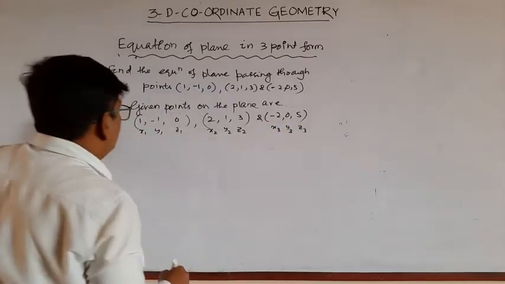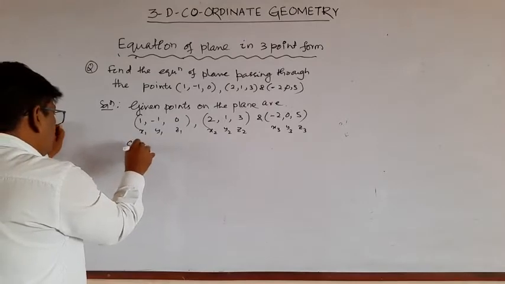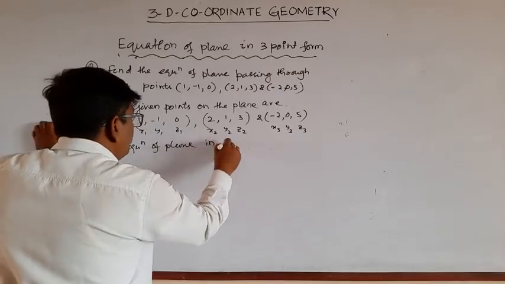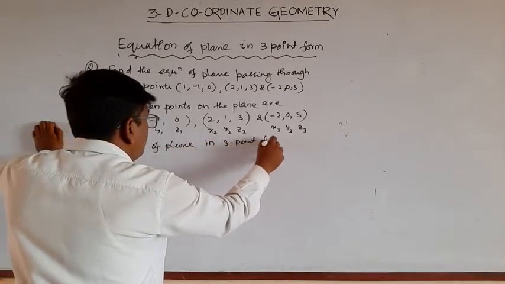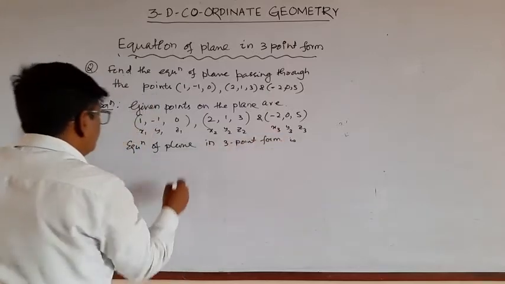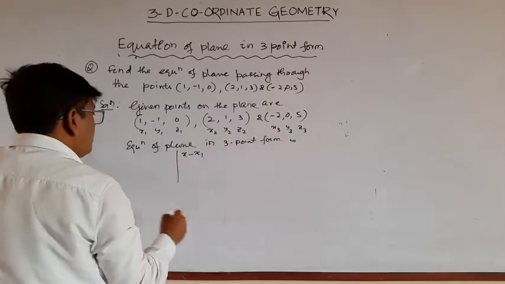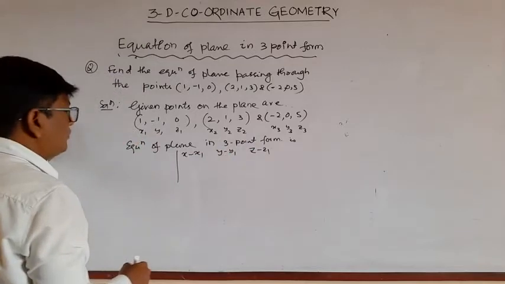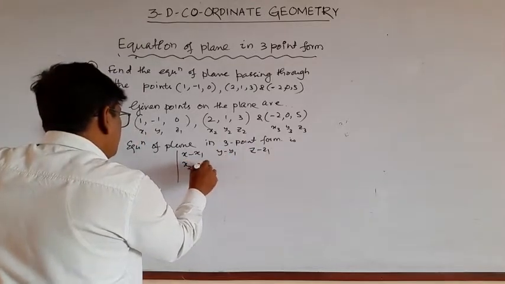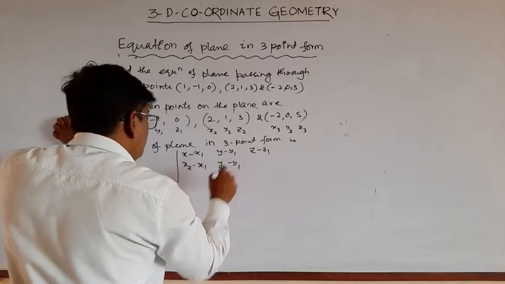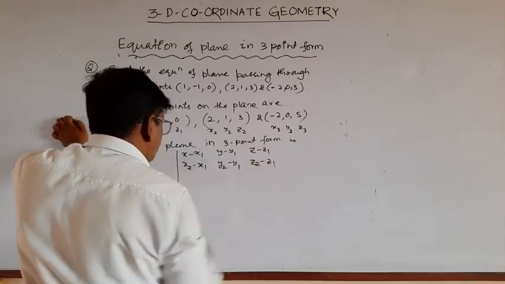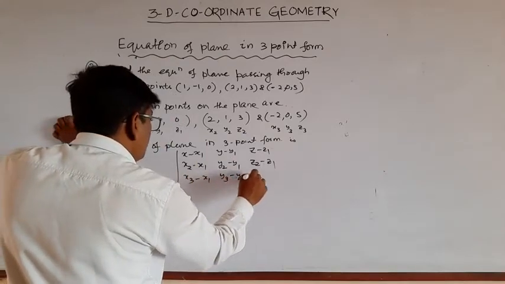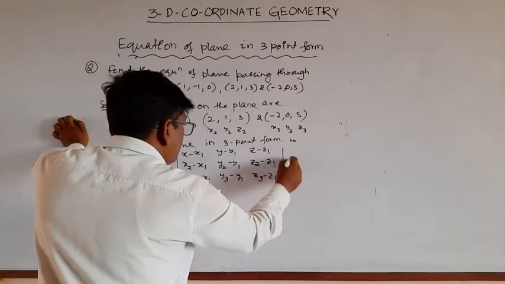Now the equation of plane passing through 3 points, the equation of plane in 3-point form, is the determinant of x minus x1, y minus y1, z minus z1; x2 minus x1, y2 minus y1, z2 minus z1; x3 minus x1, y3 minus y1, z3 minus z1, is equal to 0.